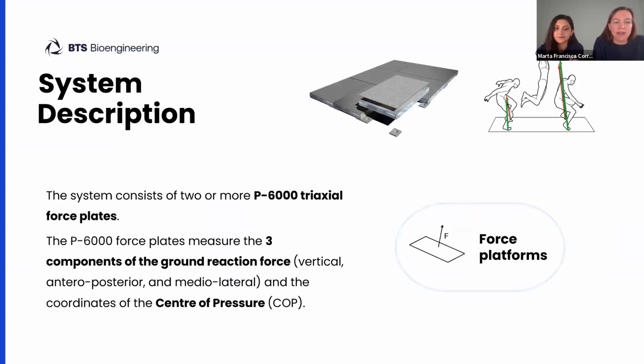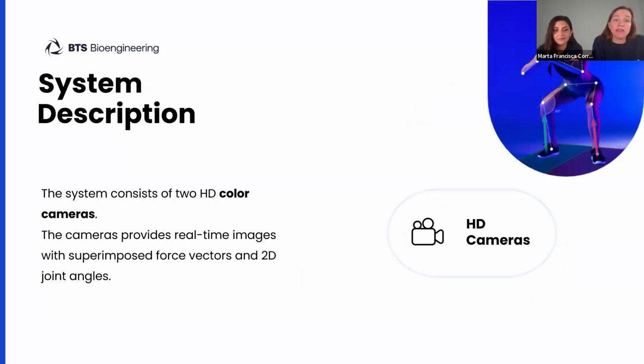So first, the 3D platforms. The system consists of two or more P6000 triaxial force plates. P6000 force plates measure three components of ground reaction forces, so vertical, anterior-posterior, mediolateral forces, and the coordinates of the center of pressure, as you probably know. HD cameras are usually two and are color cameras. The cameras provide real-time images with superimposed force vectors and 2D joint angles, as you also see, for example, in the picture.